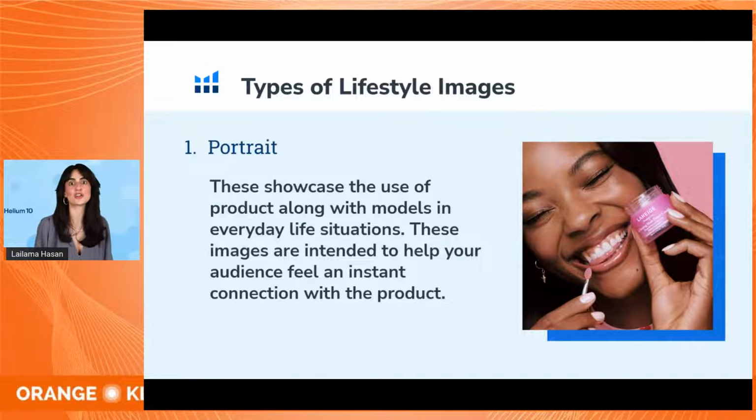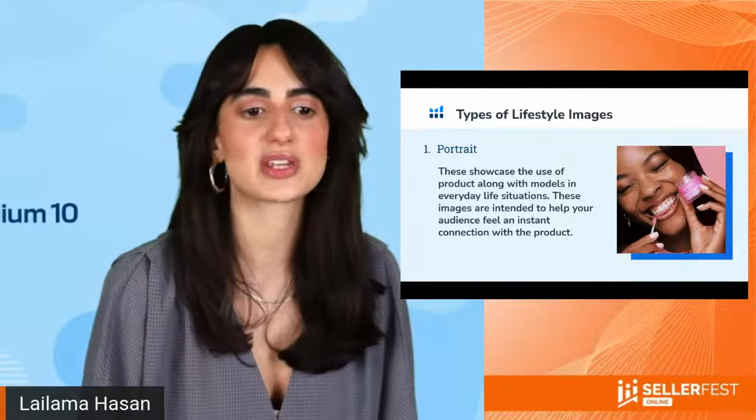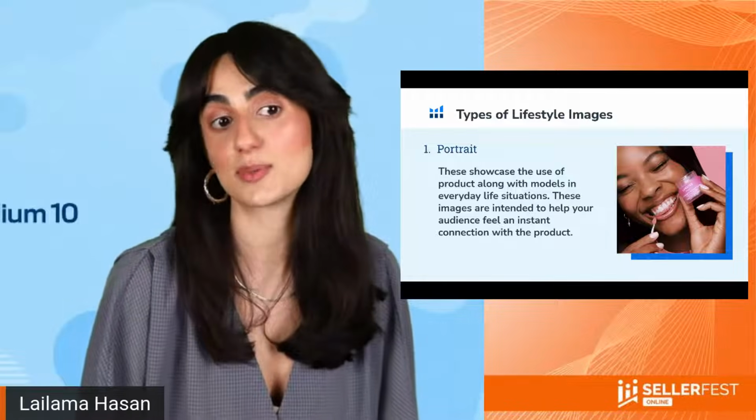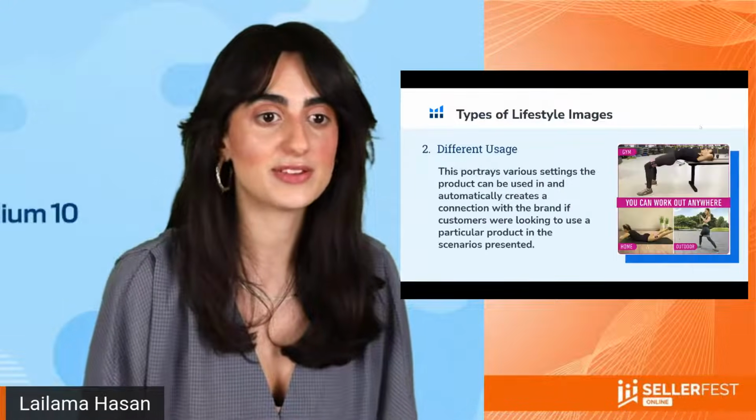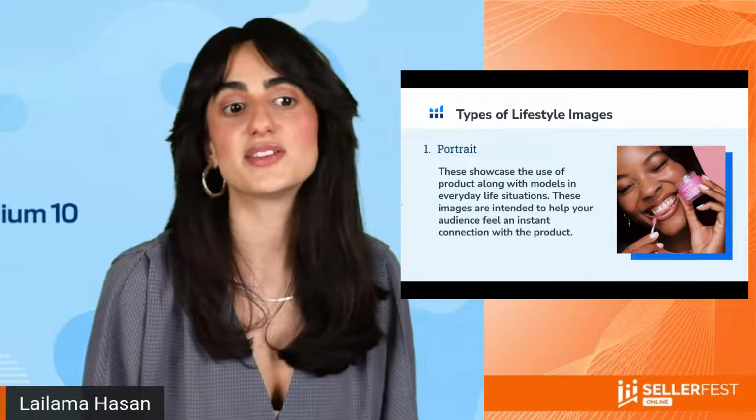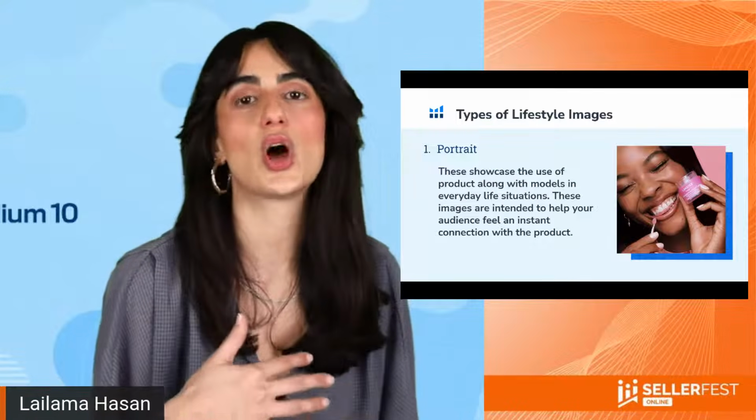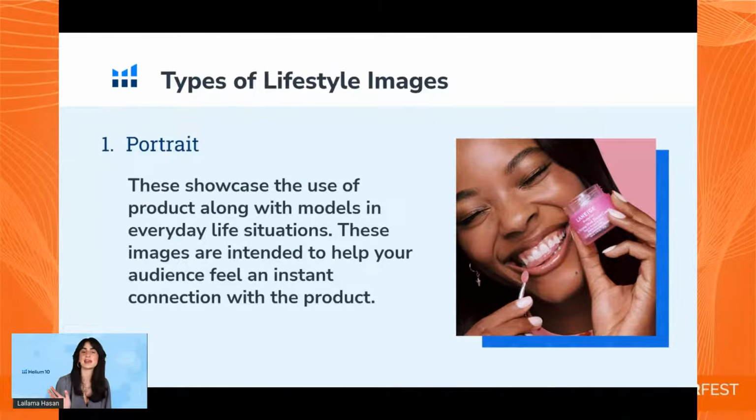Now let's move on to the third type of listing images, which is lifestyle image. Okay, and there are really two different categories for lifestyle images. The first one is the portrait style, and this showcases the use of the product along with the model in an everyday life situation. So these images are really intended to help your audience feel an instant connection with your product.